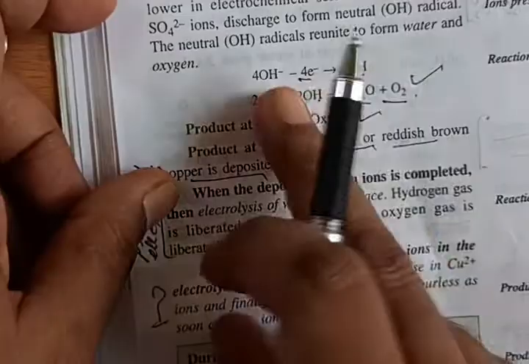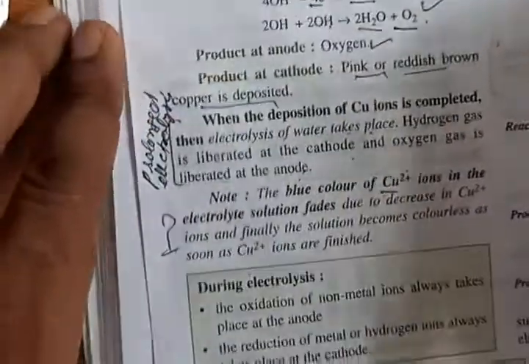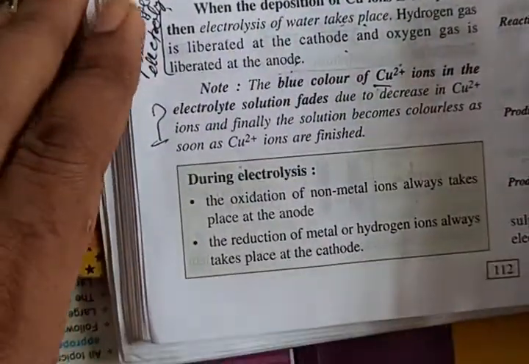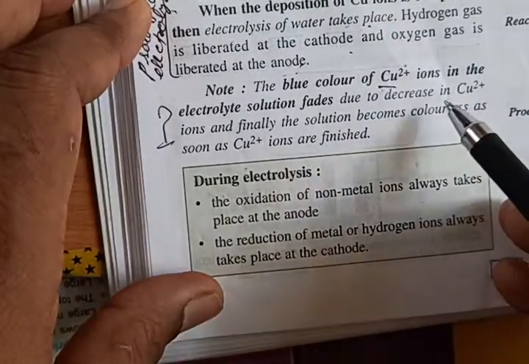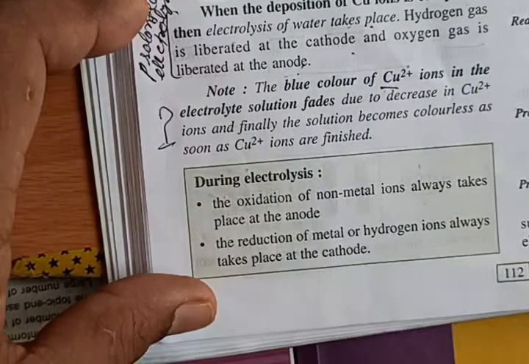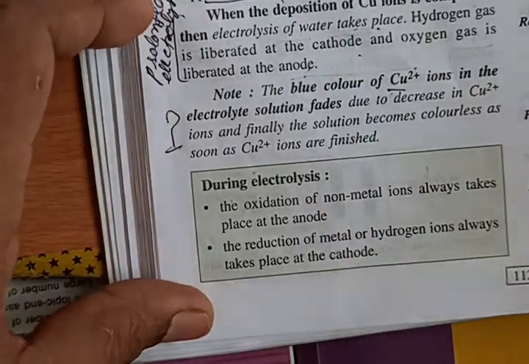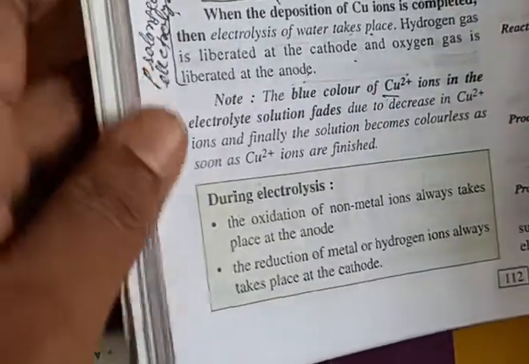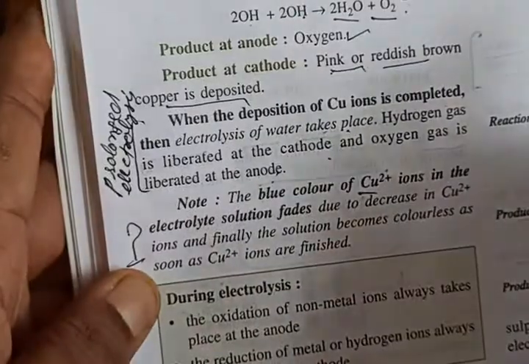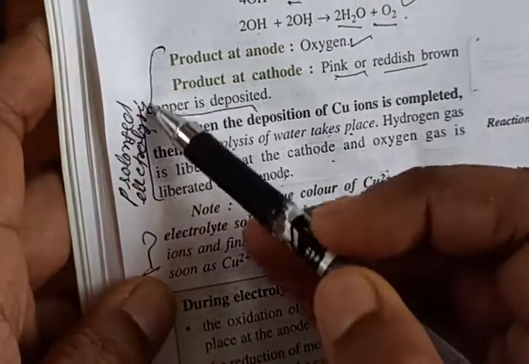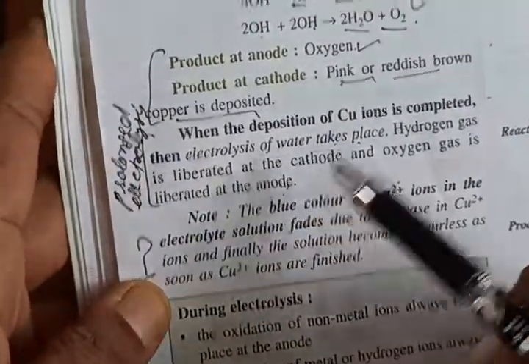And no copper ion is made at the anode. So copper ions are slowly decreasing. The concentration of copper ions goes on decreasing, and that is why the blue color of copper sulphate fades away. So these things you have to learn. These are observations, and these are 2 questions based on it.